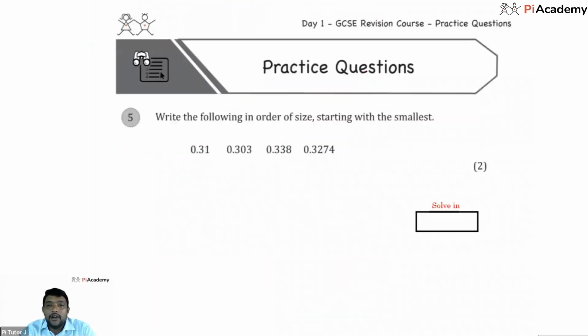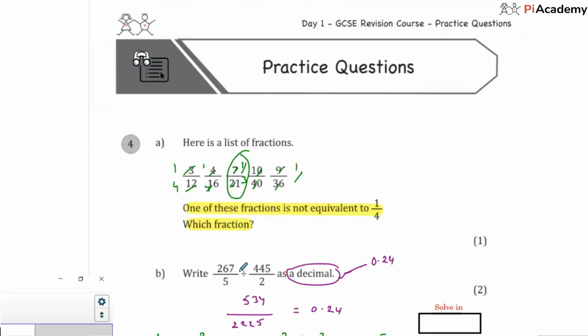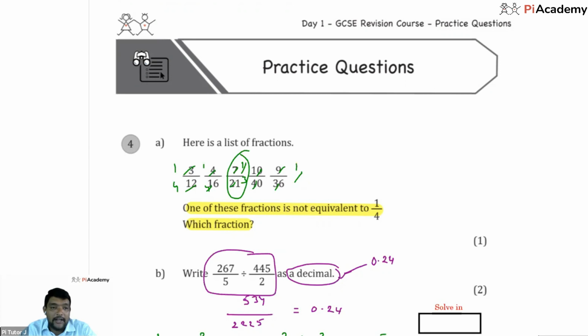Here we go. Write the following in order of size, starting with the smallest number. Sorry, sir, the last equation you just explained, I couldn't understand. So is it possible, can you explain? Yes, this one. I didn't get it. Yes, please. Okay. Thank you.